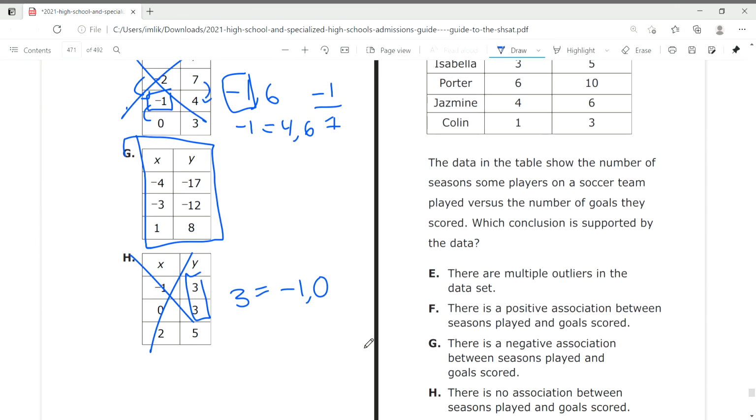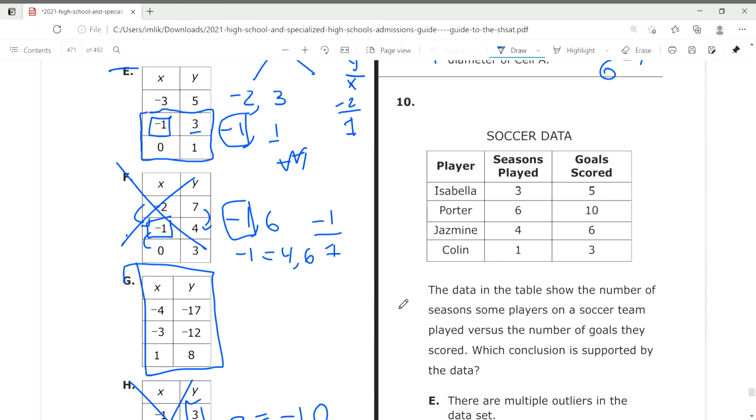Soccer data. The data in the table shows the seasons some players on a soccer team played versus the amount of goals they scored. Which conclusion is supported by the data? There are multiple outliers in the data set. Okay, if you didn't know what an outlier is, it's something that doesn't belong. So if we have a set 1, 2, 3, 5, 6, and 7, and we also have 100 and 1000, and also 0.0001, out of these numbers, 100, 1000, and 0.0001 are outliers, because the majority of these are single digit numbers. So unless it's some crazy number, there really isn't going to be an outlier.